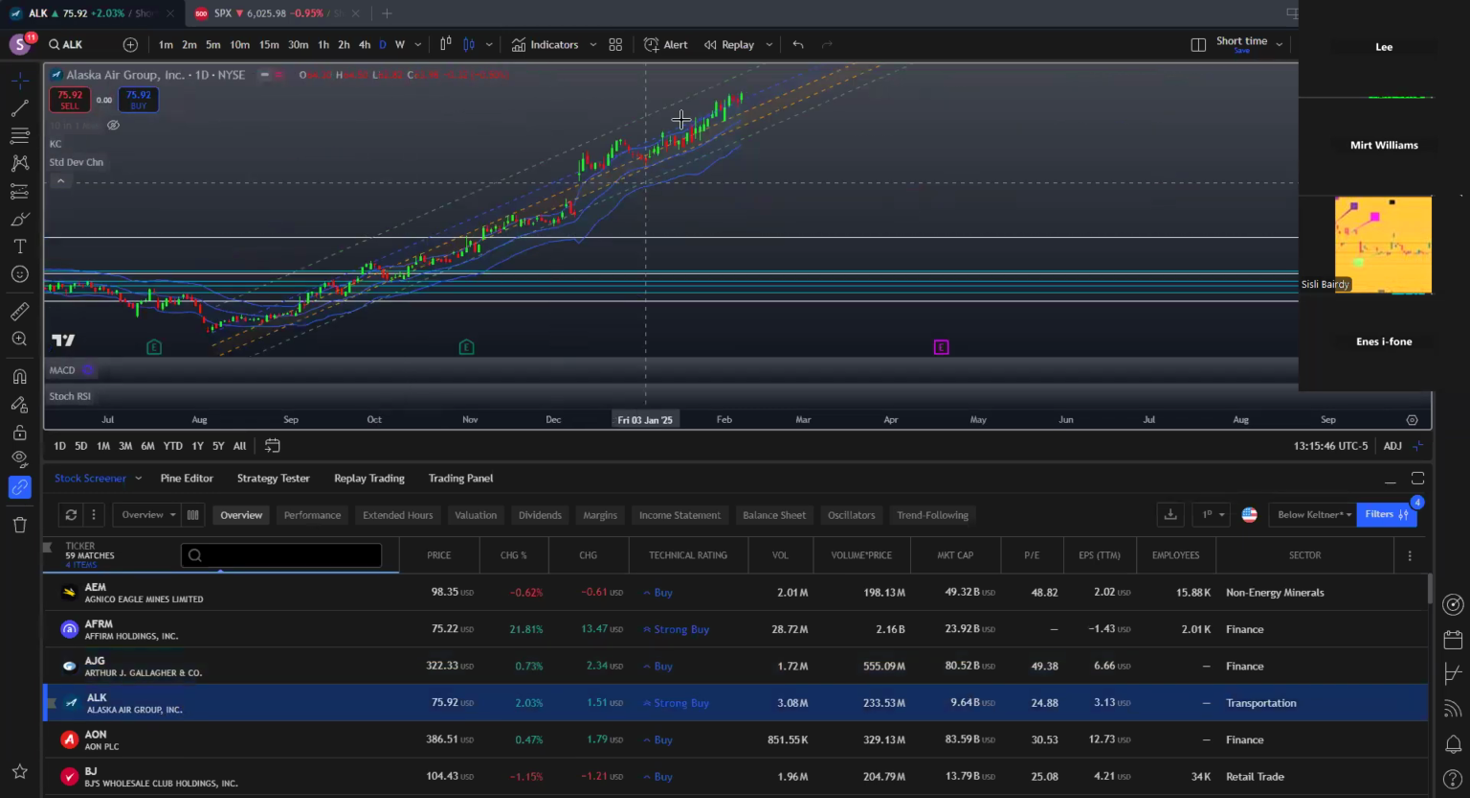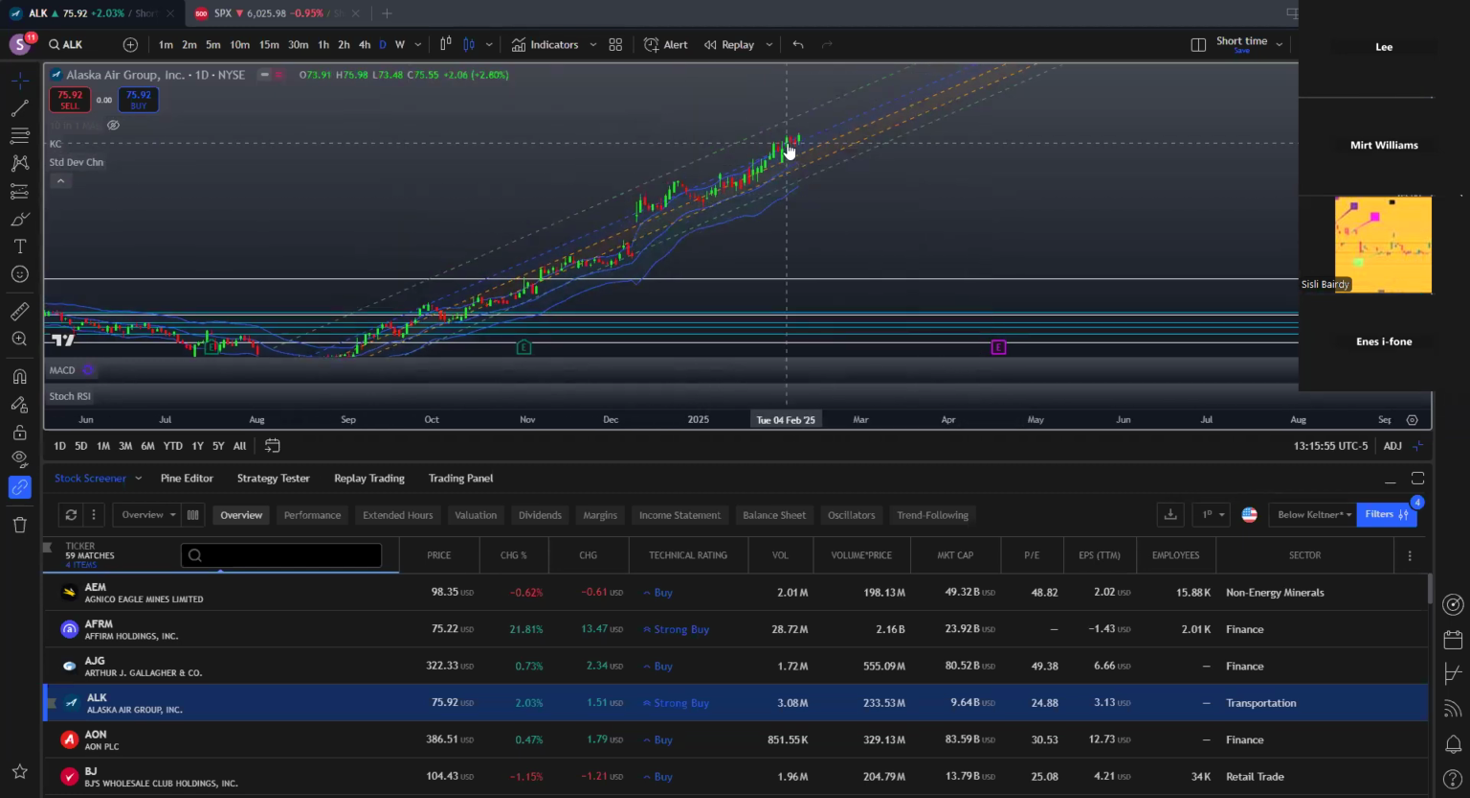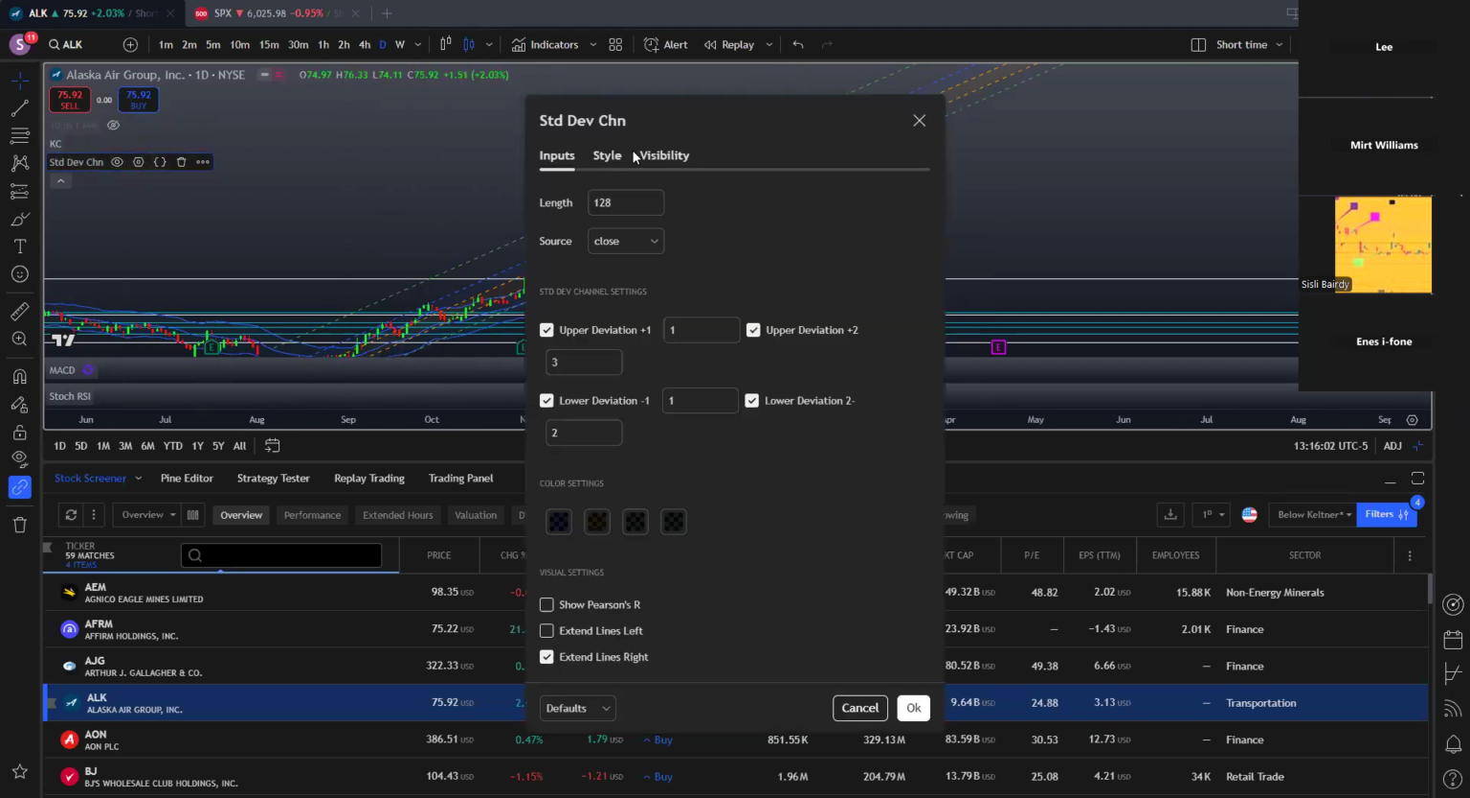Alaska Air Group. This one is riding the Keltner channel pretty good. This has been nicely moving. See, look, back when I charted it, it was here. It's been moving. But as you can see, it's not way up here in my standard deviation 3. And I can have it set for stuff with standard deviation.